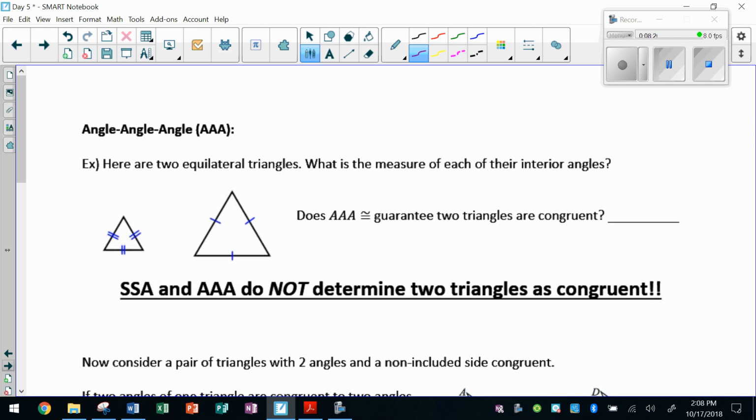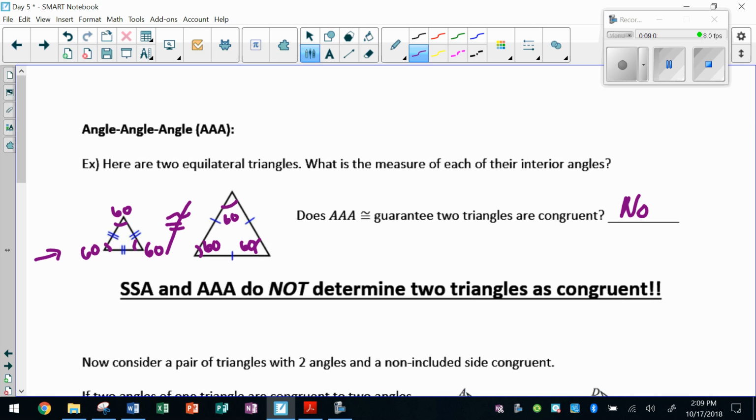Here's another one. Angle, angle, angle. So there's 2 equilateral triangles there for you. And of course, we know the measure of each of the 3 angles, don't we? If the sum is 180 and we divide it by 3, each angle is 60 degrees. 60 degrees. And you can clearly see that even though the angles are equal, these 2 triangles are clearly not congruent. They're the same shape, but they're different sizes. So does angle, angle, angle congruency guarantee that 2 triangles are congruent? No way, no how.